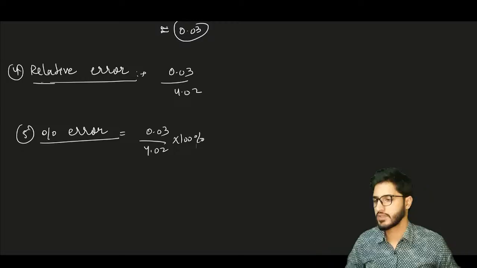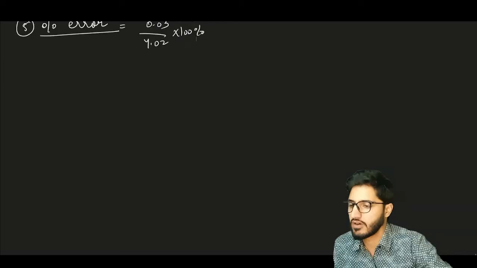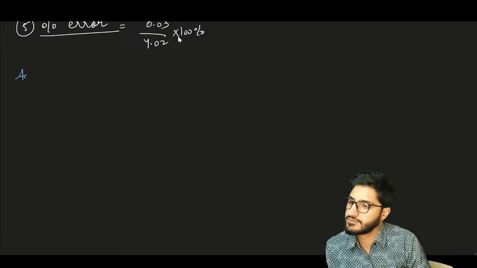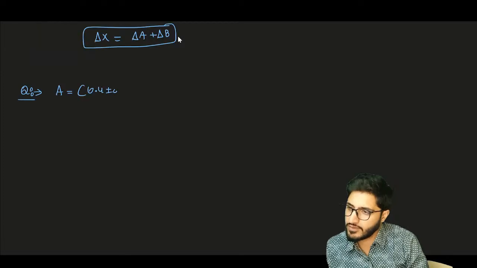Now we are having addition of errors. A is given as 6.4 plus minus 0.1 centimeter, and B is given as 4.1 plus minus 0.2 centimeter.